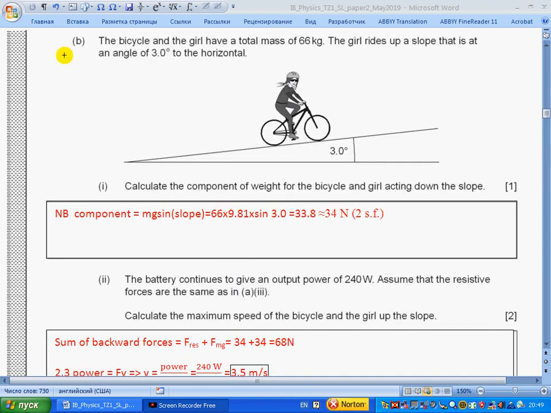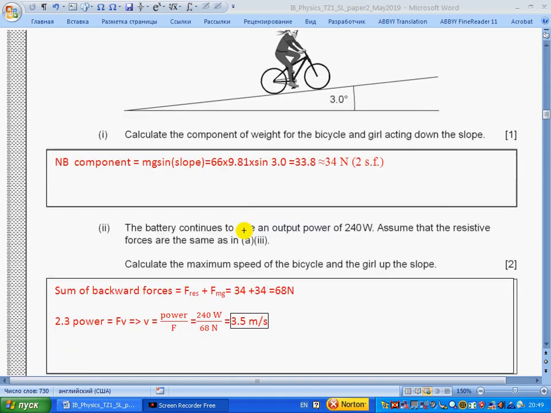B. The bicycle and the girl have a total mass of 66 kilograms. The girl moves up a slope that is at an angle of 3 degrees to the horizontal. I. Calculate the component of weight for the bicycle and girl along the slope. So note in the booklet, remember, the component of the weight along the slope equals mg sine of the angle of the slope. Here it is 3 degrees, so we get 34 Newton, to 2 significant figures.